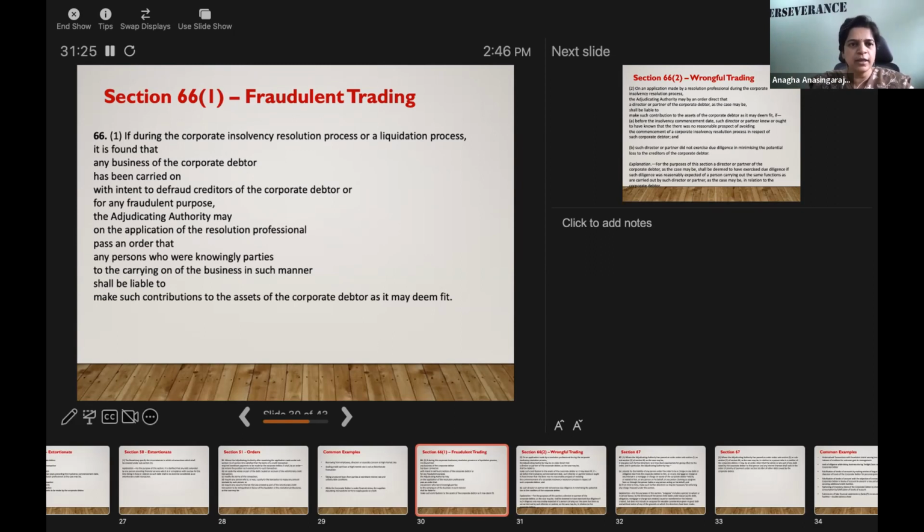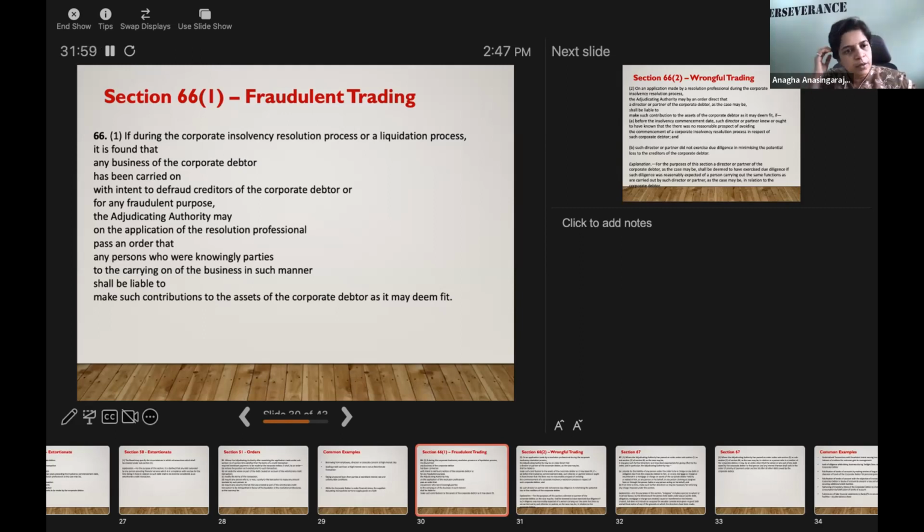Now, fraudulent trading is kind of vague, where we need to be able to establish that the entire affairs of the CD were being carried out with the intent to defraud the creditors of the CD. So here, it is not only one particular transaction which we can identify, because that we need to do under 49 if it is an undervalued transaction. But in case of fraudulent trading, we have to be able to establish that overall the business has been carried on in a manner that the management has been trying to defraud the creditors of the CD or for any other fraudulent purpose.